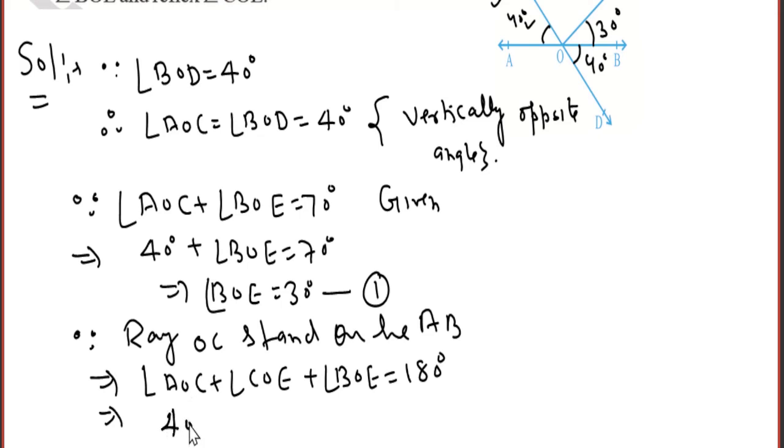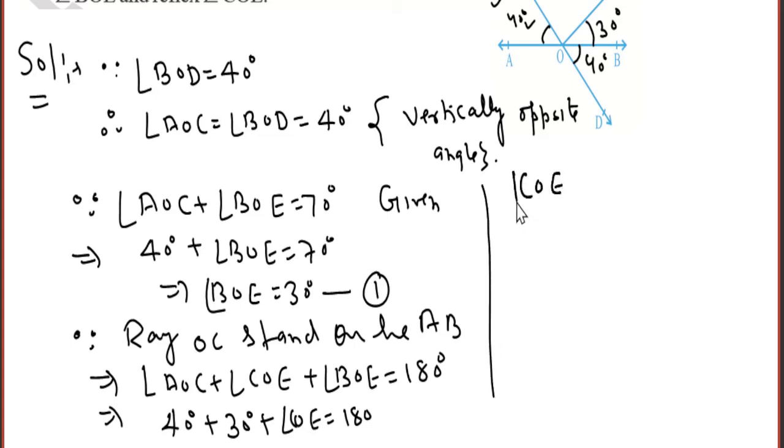AOC is equal to 40 degree. BOE is equal to 30 degree. So we have to find angle COE. So what is the value of COE? Tell me. 110 degree. Very good.